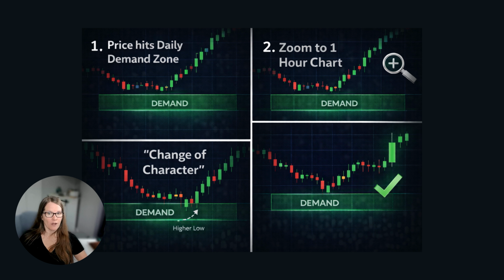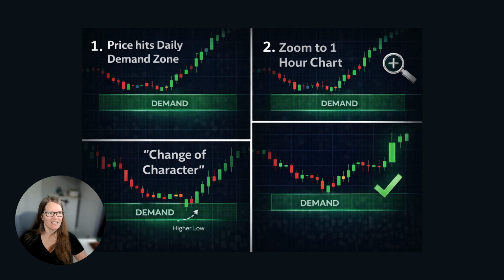And if you look at how price arrives at the zone, that's important as well. If price is crashing down with massive red candles showing extreme momentum, that is not the time to step in. You see, I want to see the momentum slow down. I want to see the exhaustion of the sellers before I commit my capital.